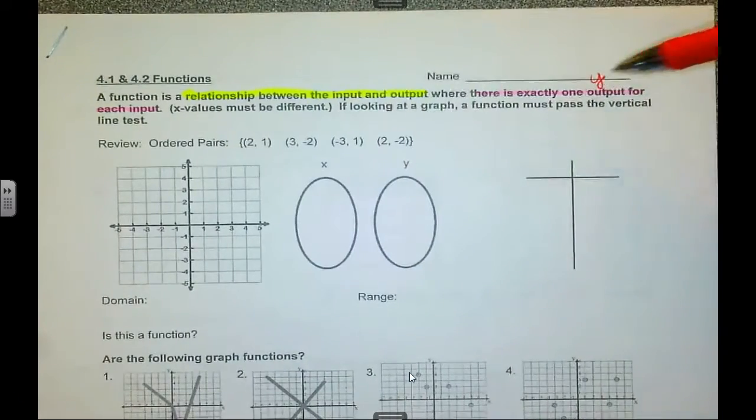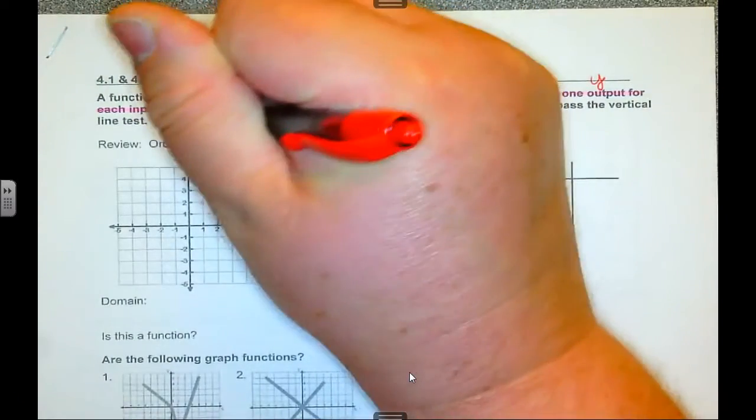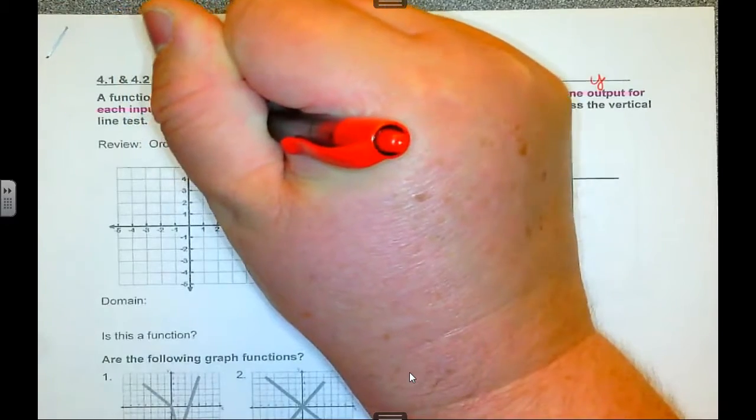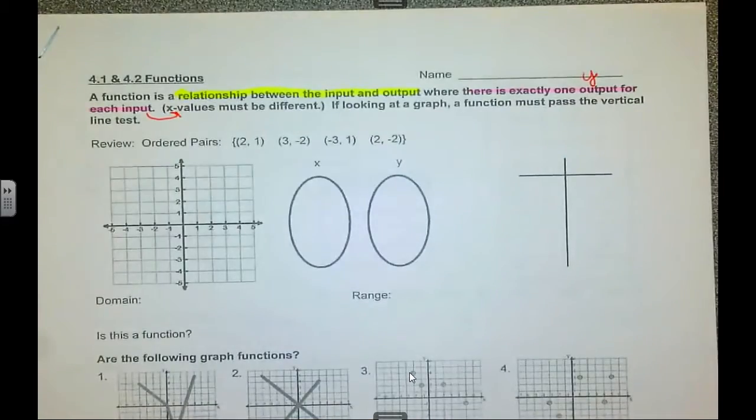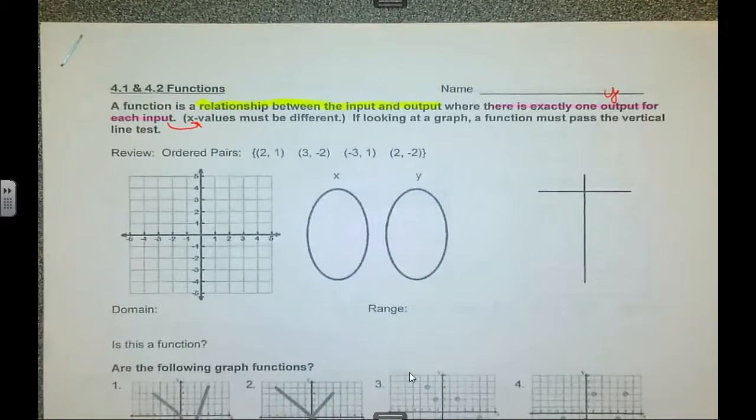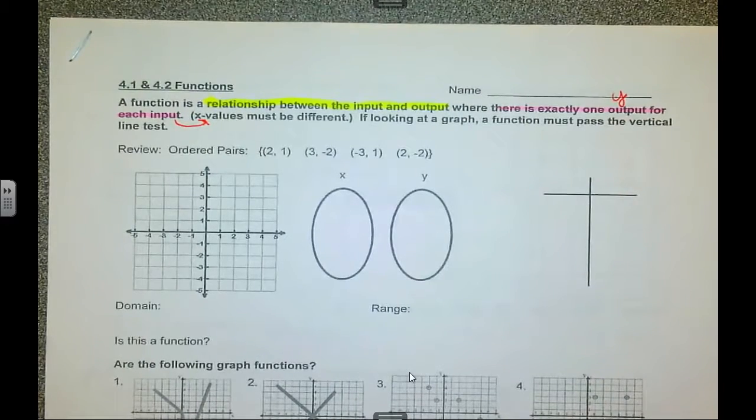Your output are your y values, your input are your x values. In other words, you cannot have multiple x's in your domain.